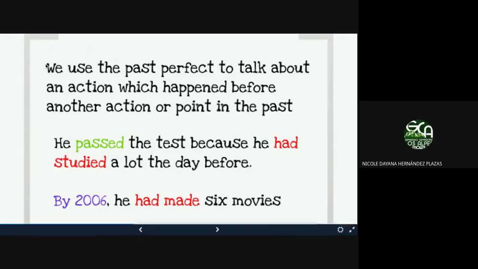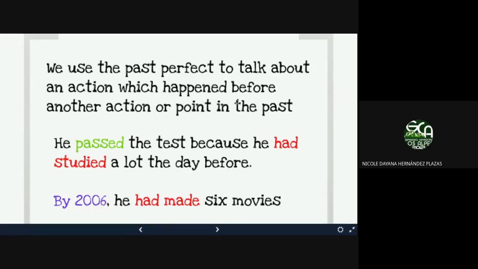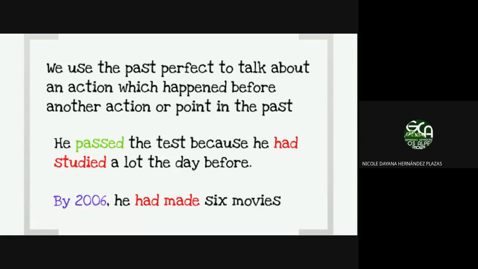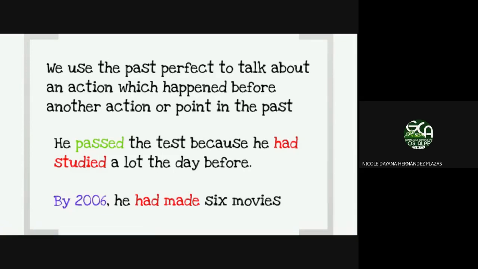First of all, we have this explanation. We use the past perfect to talk about an action which happened before. Look at this, an action which happened. This is a relative pronoun. This is something we explained in the previous class. Can you see that you can use it everywhere? So an action which happened before another action or point in the past. The older action. Okay? Something that is older than the other action. Lo más viejito, algo que ocurre primero, en algún punto antes de otra acción o punto en el pasado.